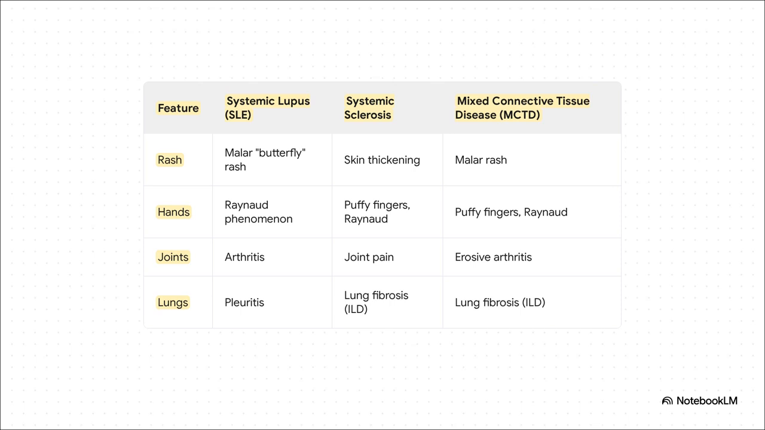And this chart really shows you what we're talking about. Just look at that MCTD column. It's like it goes shopping for symptoms. It can grab the classic butterfly rash from lupus. It almost always has the Raynaud phenomenon and puffy fingers that you see in scleroderma. And, really importantly, it can also develop the serious lung scarring or fibrosis that's a major concern in scleroderma. It's this unique blend that makes it so tough to identify at first.